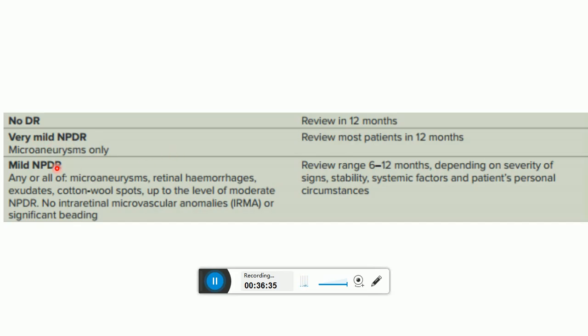In mild, there are any or all of microaneurysms, retinal hemorrhages, exudates, cotton wool spots, up to the level of moderate NPDR. No intraretinal microvascular abnormality or significant bleeding. Review range from 6 to 12 months depending on the severity of signs, stability, systemic factors, patient personal circumstances. A mild NPDR, we should distinguish it from the moderate NPDR.